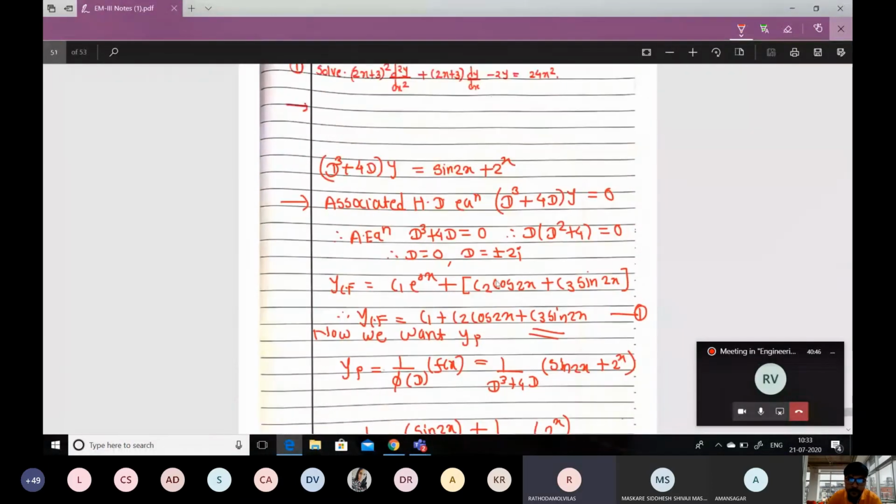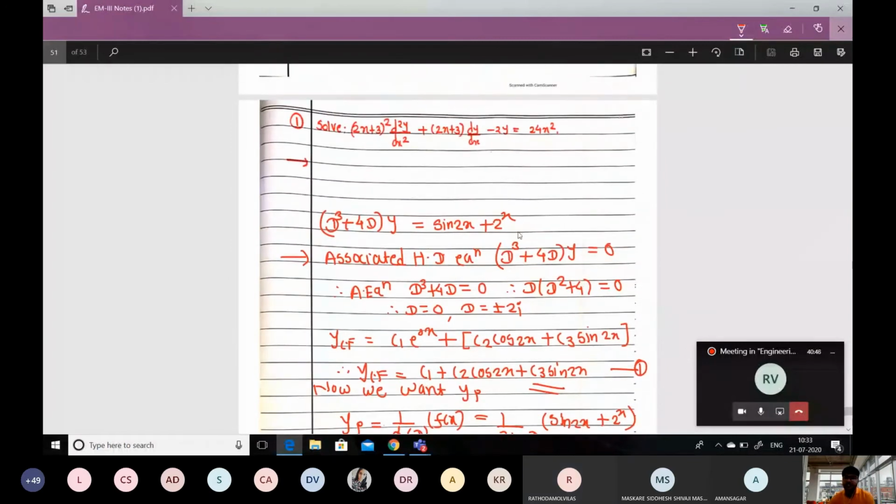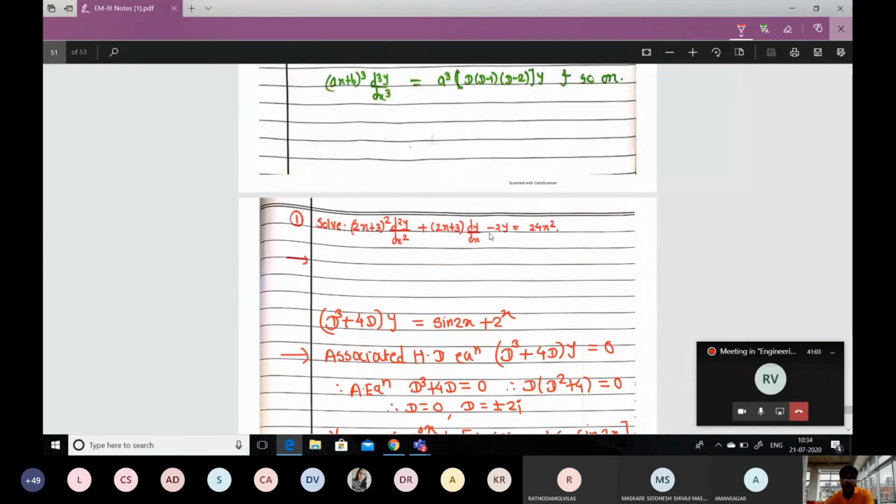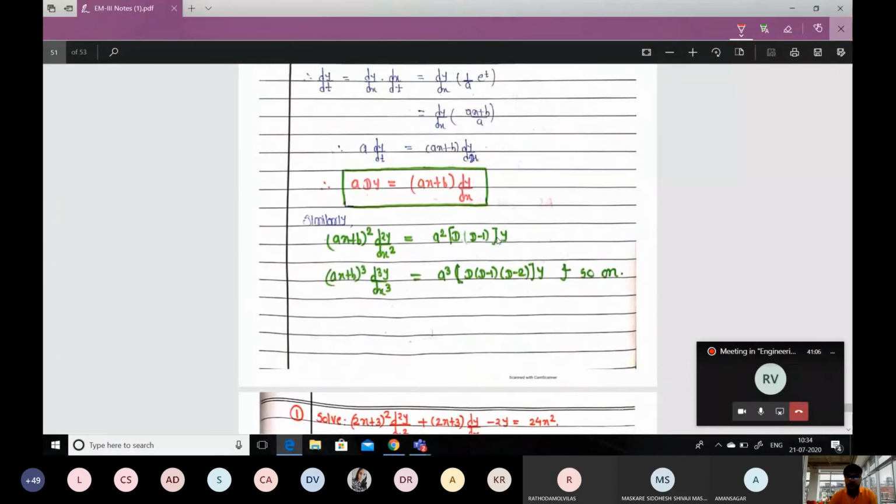Yes, sir. Means if there is an exponential term, 2 to the power x, it is a mixture of two cases. It is a mixture of two shortcut formulas. One is exponential and second is trigonometric function. Sometimes you may get a mixture of two shortcut formulas, so you have to use them accordingly. Next, we want to learn one more formula.